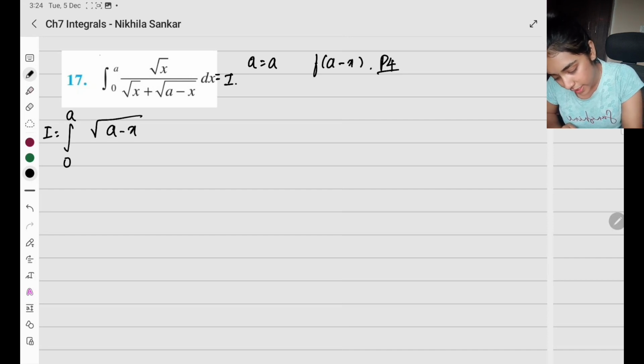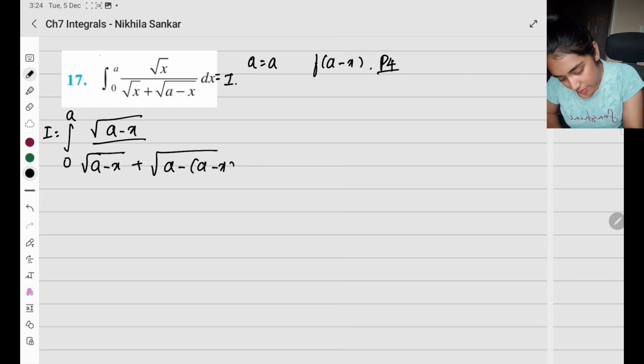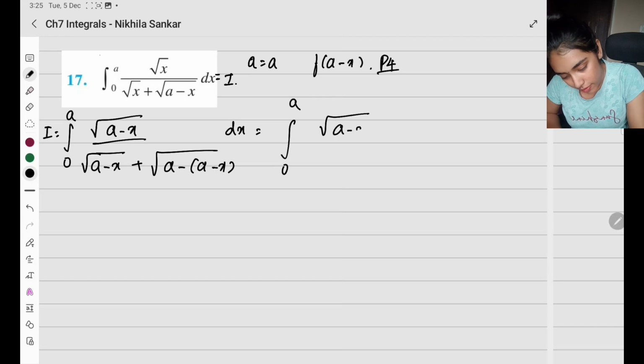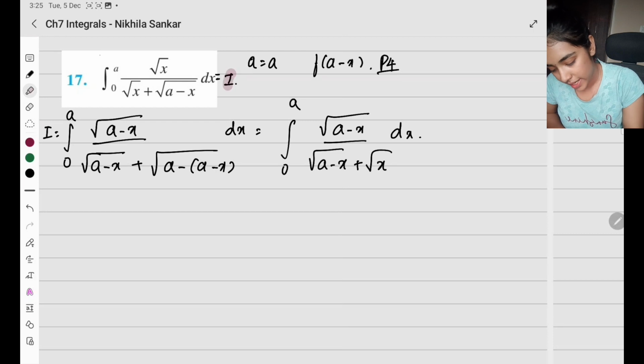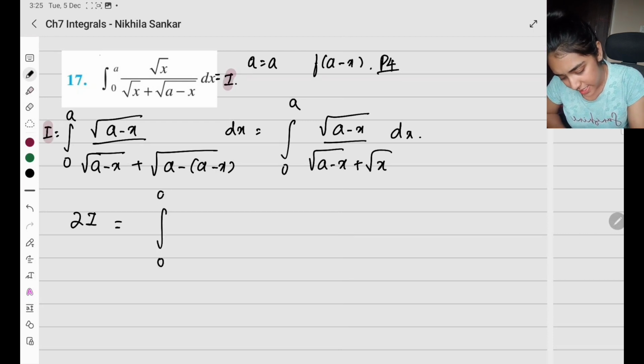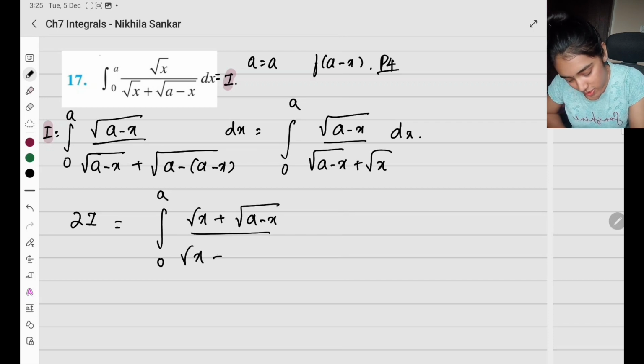So square root of a minus x divided by square root of a minus x plus square root of a minus x times dx. This is going to be 0 to a square root of a minus x divided by square root of a minus x plus a minus a is going to be 0, square root of x times dx. So when I add the two, I plus I is going to be 2I equals integral 0 to a of root x plus root of a minus x divided by, here also I have root x plus root of a minus x times dx.